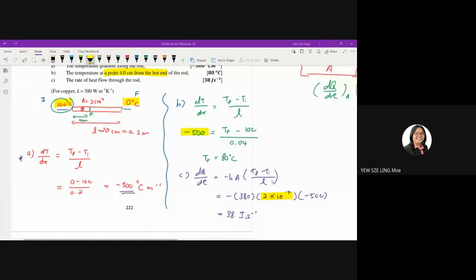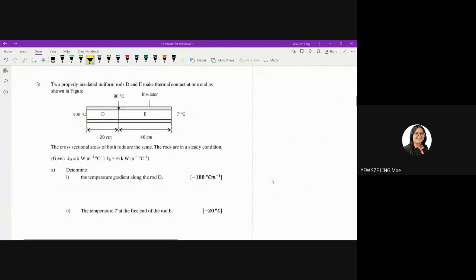Right, so let's look at the next question. Next question, now you have two joint rods. Okay, if you look at the question, two properly insulated uniform rods. Now, uniform rods means that both D and E have the same cross-sectional area. Okay, they have the same diameter. So two properly insulated rods, D and E, make a thermal contact at one end as shown in the figure.